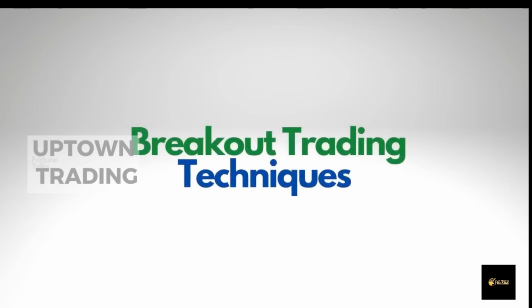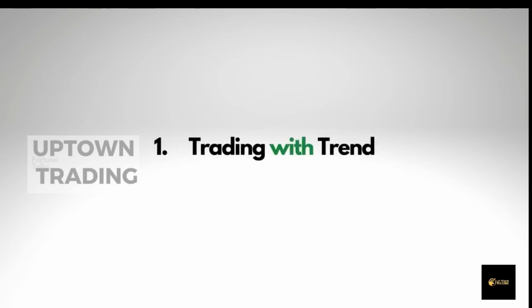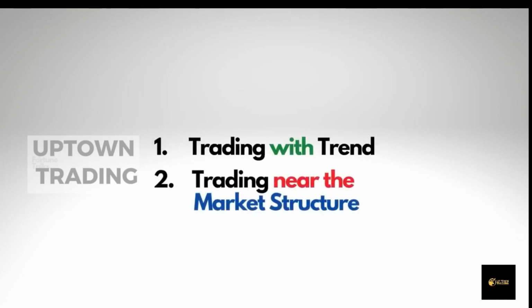Now that we have understood what not to do, we are ready to learn the different techniques of breakout trading. There are two things to bear in mind when you have to identify a high probability breakout trade. They are, you want to trade with the trend or trade in the direction of the trend. And secondly, you want to trade near a market structure or an area of value. Now let me explain each of them in detail. Let's start with the trend trading breakout strategy.